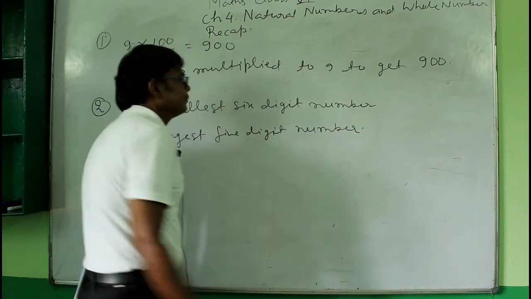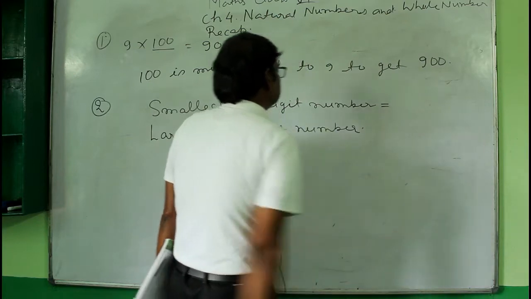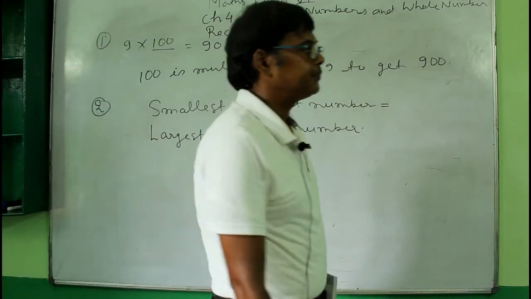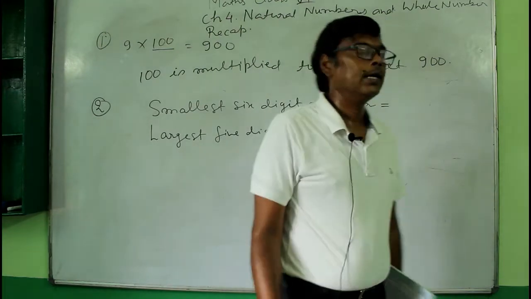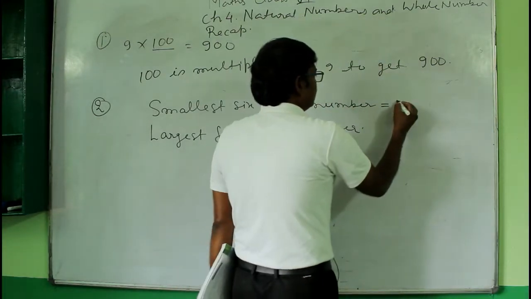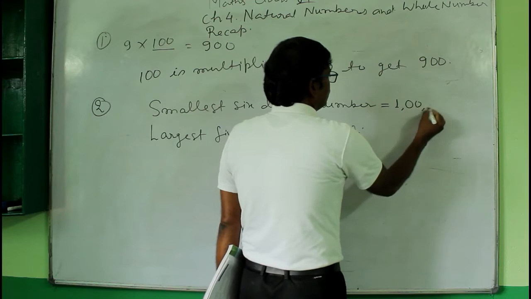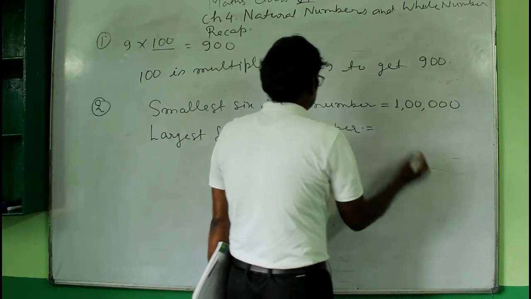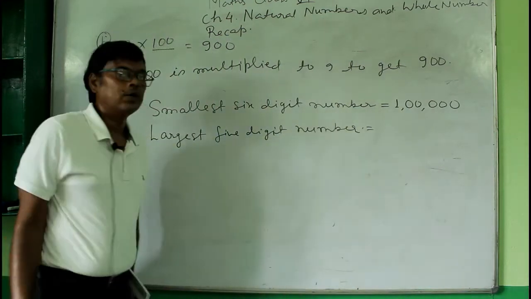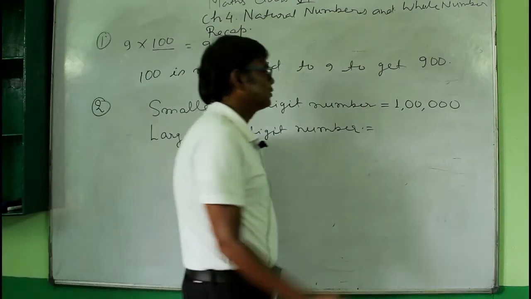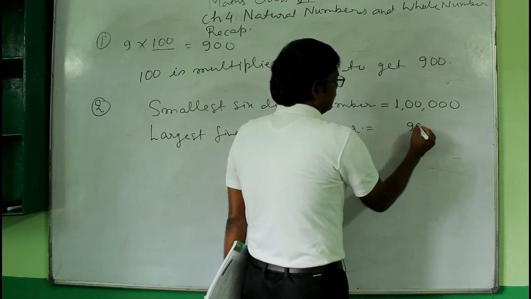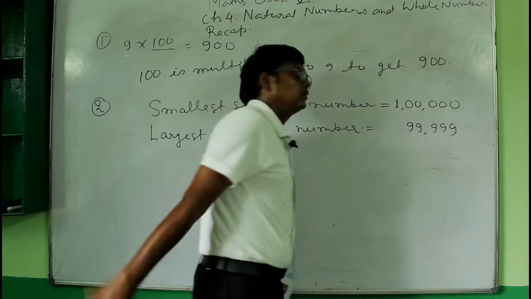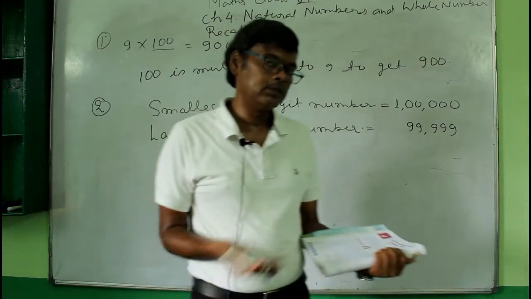Okay, so the smallest 6-digit number. What is the smallest 6-digit number? It is 1 lakh. So write here 1 lakh, 100,000. And what is the largest 5-digit number? That is 99,999. Now find the difference, means subtract.